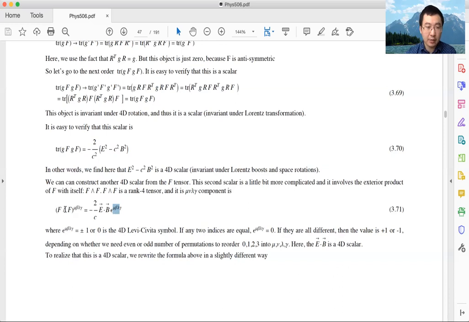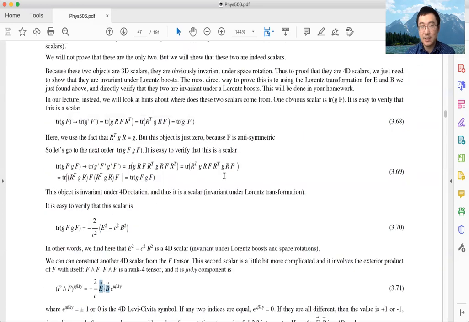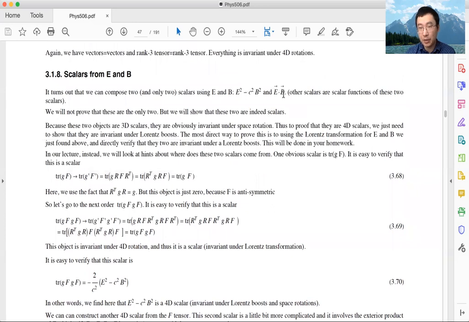Because the exterior product is a rank 4 tensor, this epsilon is also a rank 4 tensor, and this equation must obey the structure of rank 4 tensor equals rank 4 tensor. So for E dot B, we have no option. It must be a scalar. A scalar times a rank 4 tensor is a rank 4 tensor. That's the only way to make sure we have rank 4 tensor equals rank 4 tensor. This is another way to get a scalar out of E and B, and that's the second scalar, E dot B, we have here.